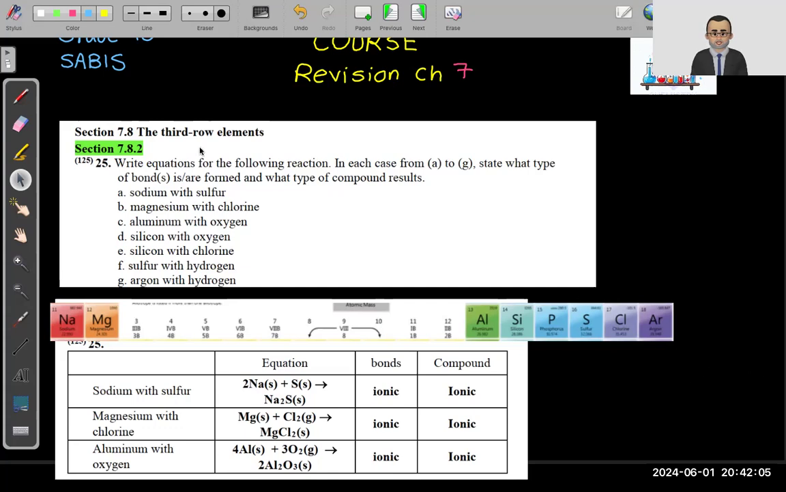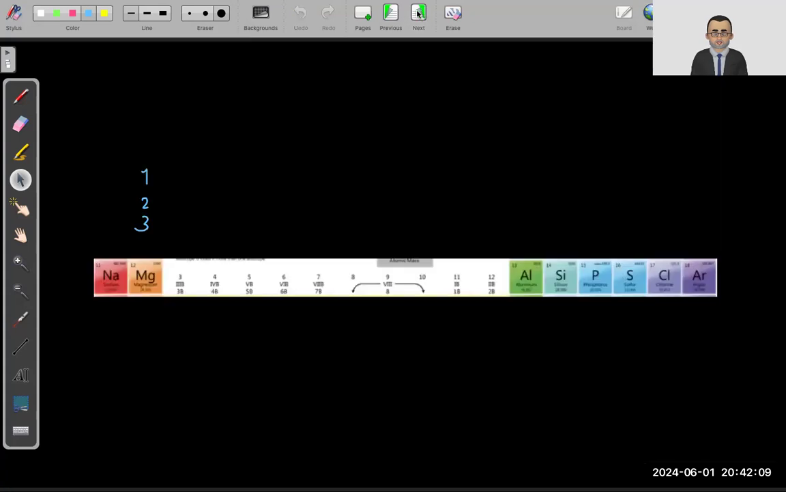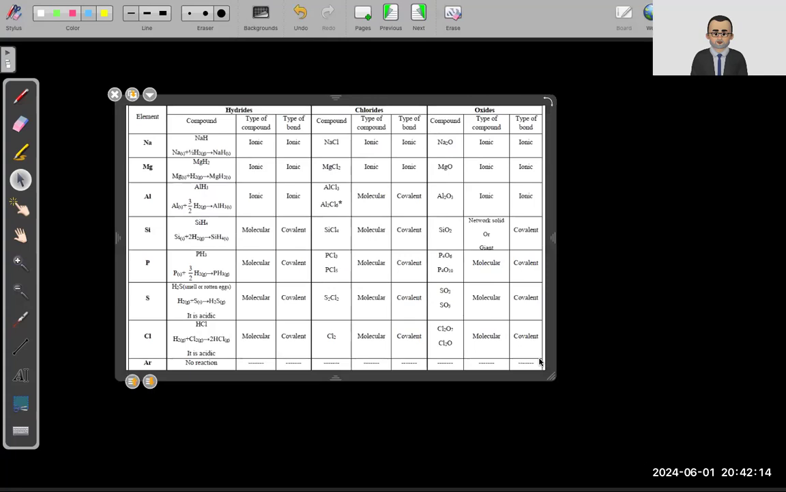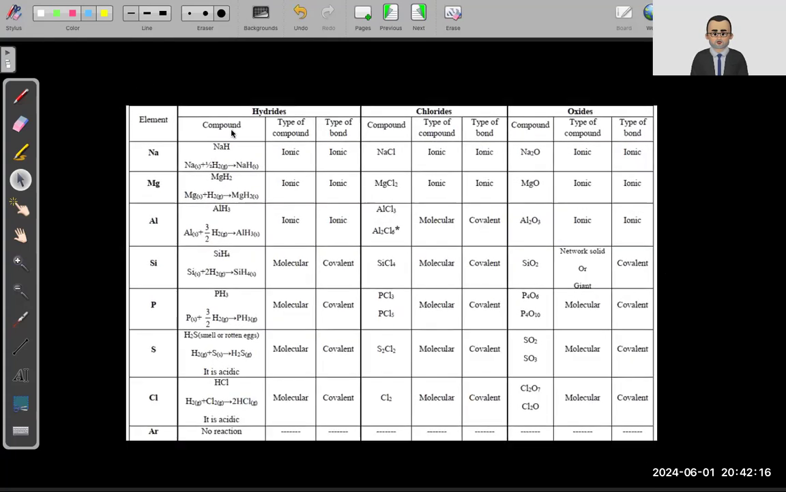And again, I'm saying this is the reactions of elements of period 3. So this is the period 3, and this is the reactions required. So this means that he has just picked some of these. Let's see what are the elements. This is the sodium, magnesium, aluminum, silicon, phosphorus.